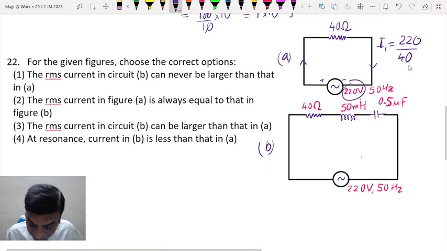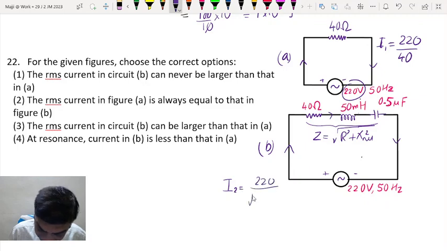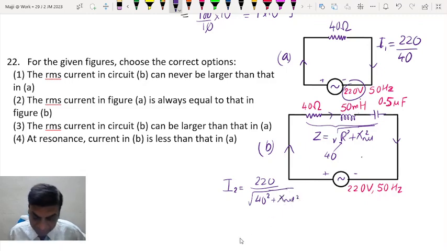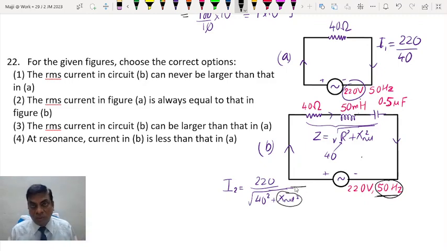Whereas here what will happen, you see, there is a resistor, inductor and capacitor, all the three are there. So most probably the impedance will be under root R square plus net inductance square. In such a case, here the current will be, I'll take it as I2, 220 upon under root 40 square, because R is 40, plus X net square. Now, regardless of the frequency, as you go on changing the frequency, X net square will be greater than or equal to 0. Minimum value is 0. If it is 0, then I2 will be equal to I1. If it is non-zero, then I2 will be less than I1.